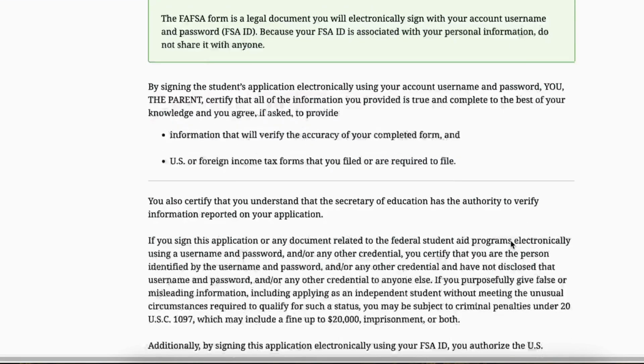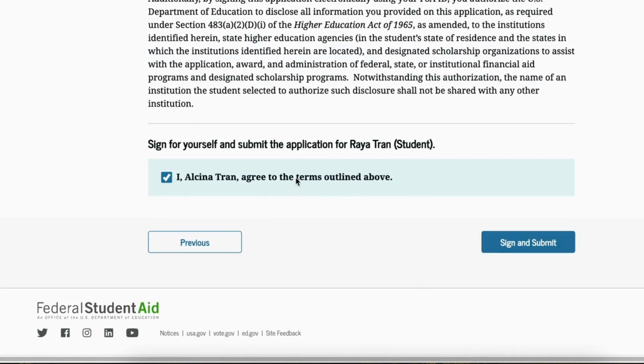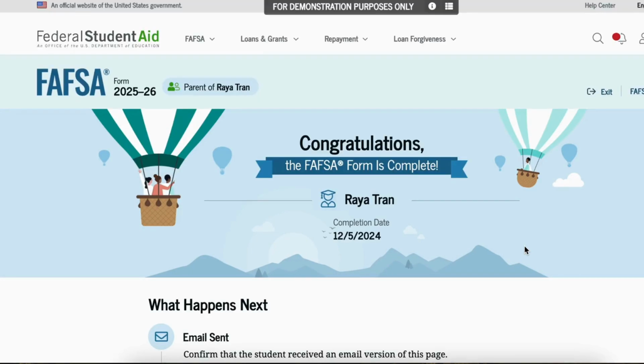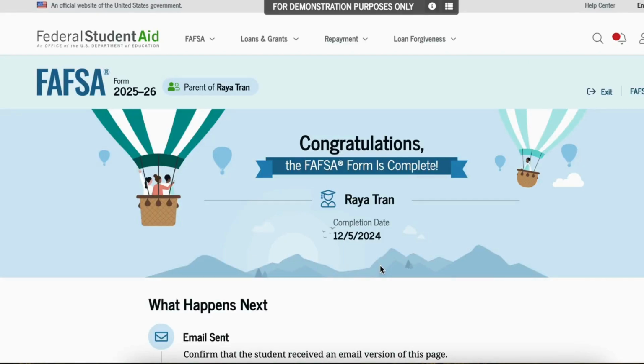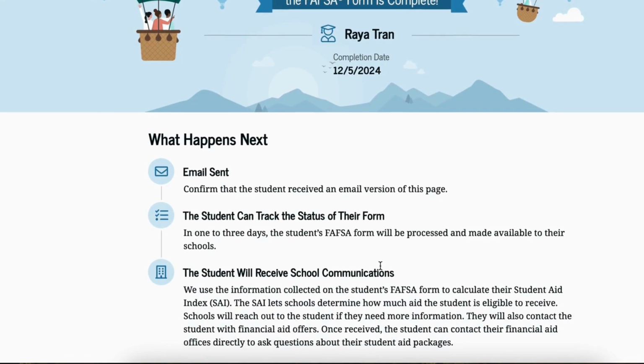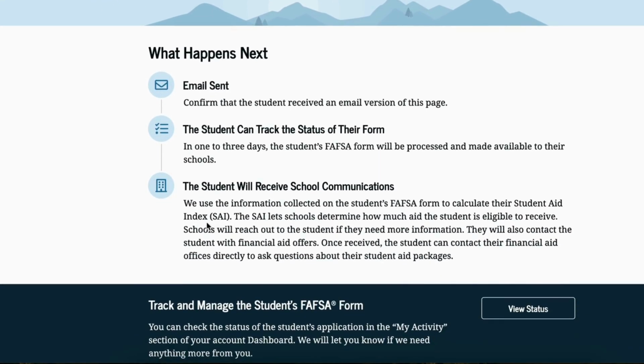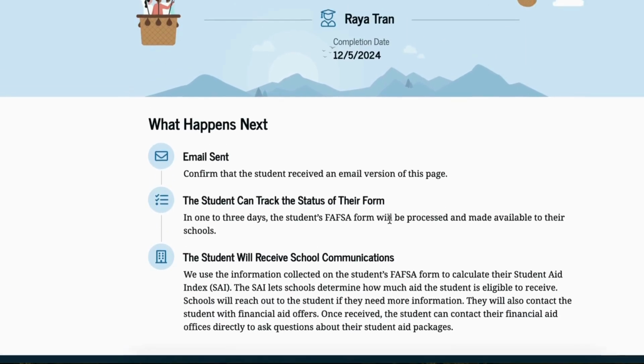And then this is the sign and submit form. So you're saying I agree, and we're signing and submitting. That is the whole aspect of the parent side, but just keep in mind that if you do have 2 parents that you need to complete, you'll then have to log in to that second parent to be able to complete that side. Once you have all the parts completed, then you'll receive that student aid index, and that's what lets the schools know how much aid the student is eligible to receive from the federal government.